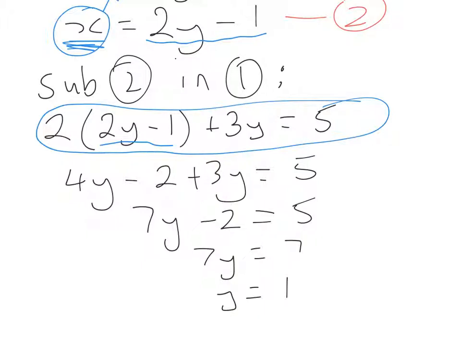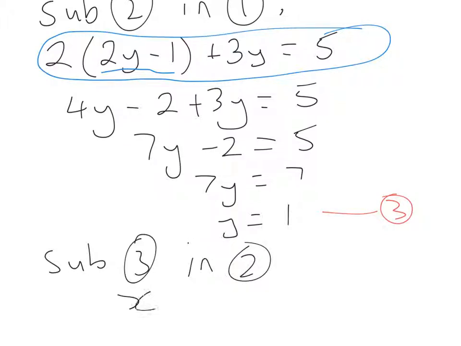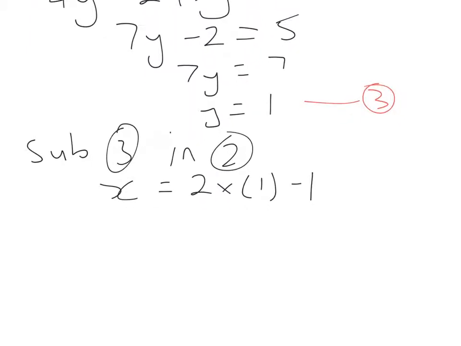Okay, now we're not finished. We know what y is, but we don't know what x is. So we've got an equation up there, x equals 2y minus 1. So sub 3 in 2. x equals 2 times whatever y is, take away 1. And we get x equals 2 times 1 is 2, minus 1 is 1. So therefore, x equals 1 and y equals 1. Now I'm just going to make them all 1, 1 because that's easy to make.